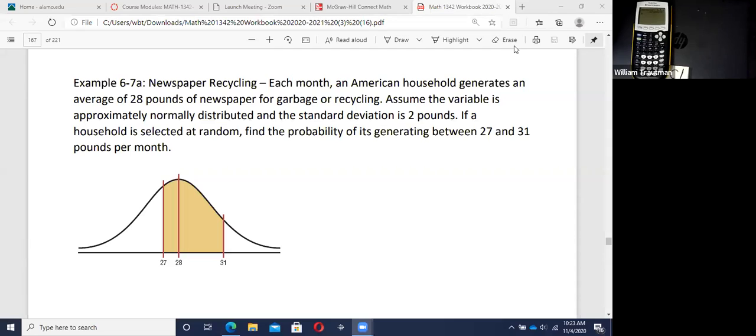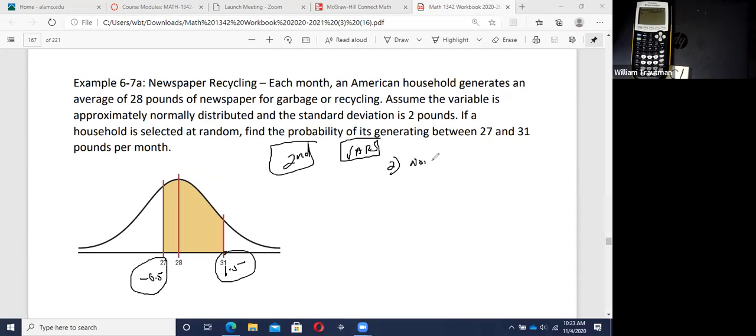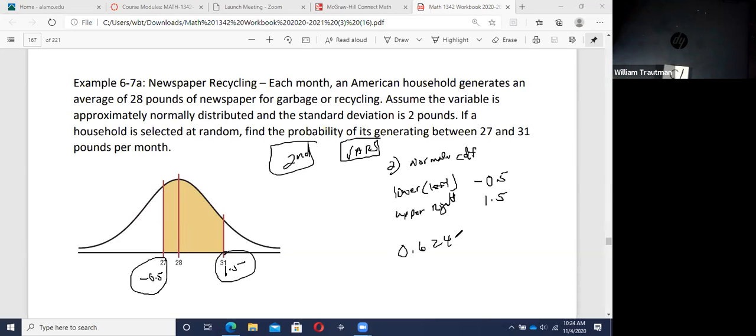So once again, we typed in negative 0.5 for the left side. We typed in 1.5 for the right side. We went to second vars. And then we went to number 2, normal CDF. And the lower is the left side. That's where we typed in negative 0.5. The upper is the right side. And we typed in 1.5. And you should have got 0.62465. And 4 decimal places is here.